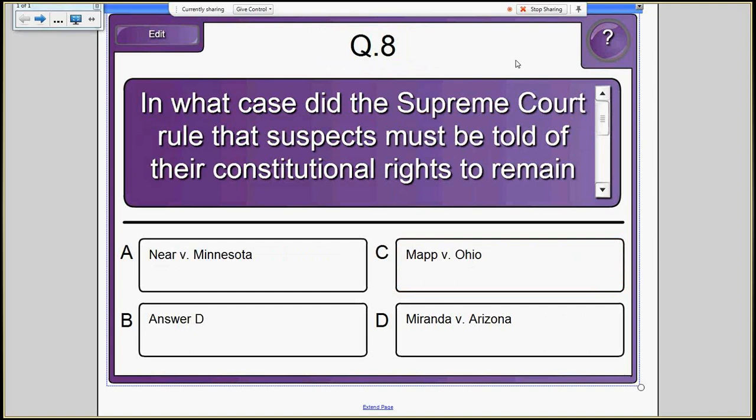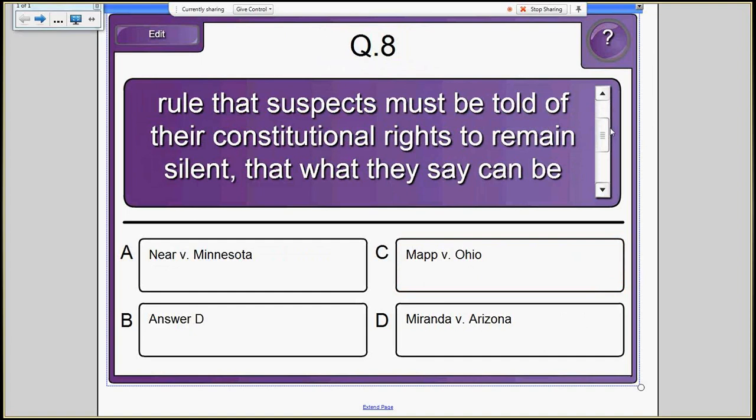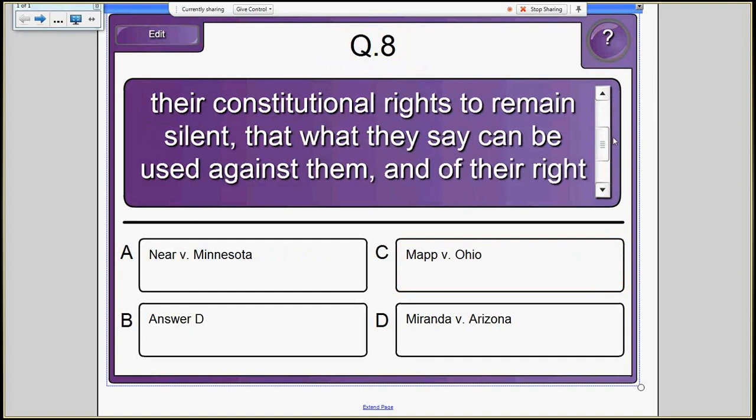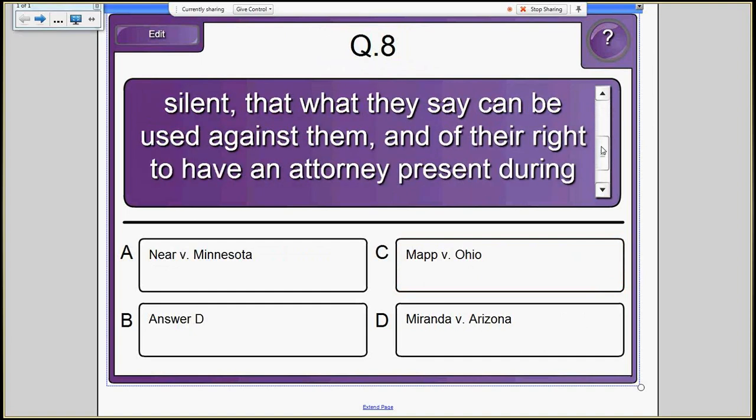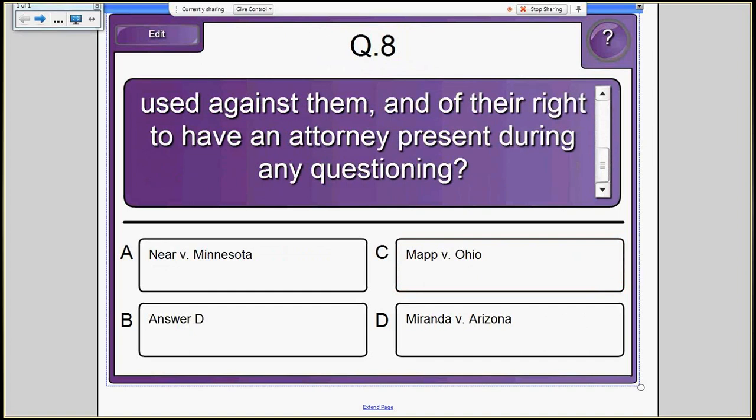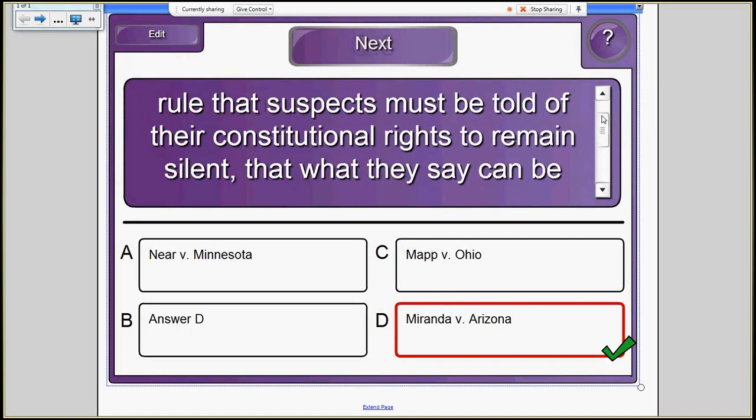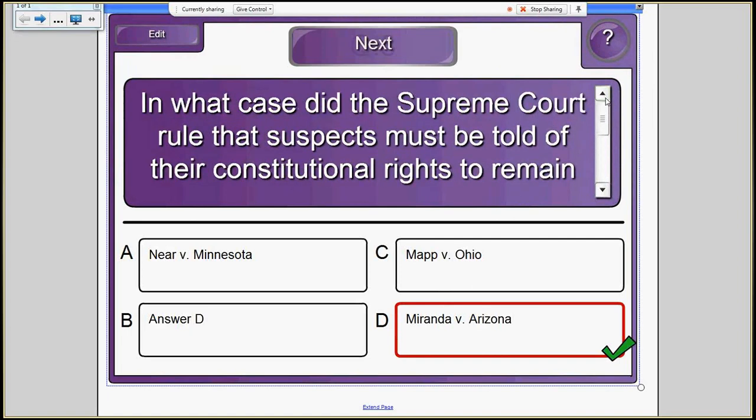Next case, in what case did the Supreme Court rule that a suspect must be told of their constitutional right to remain silent, and that anything they say can be used against them, and they must have an attorney present during any question? The correct answer, Miranda versus Arizona. This is an application of the Fifth Amendment rights through the 14th to the states.